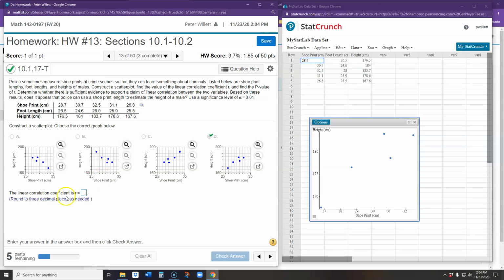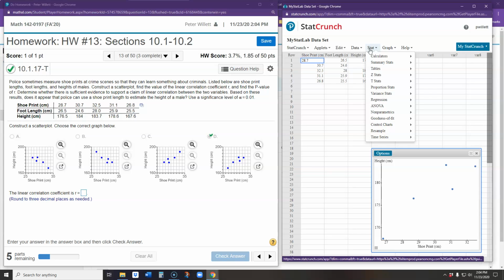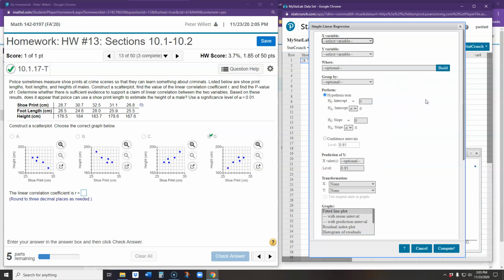So then they want us to get the linear correlation coefficient R. That is not a graphing, that's a calculating kind of issue. So I'm going to go back to Stat. This is a linear correlation problem, and the tool we use for that is regression, because linear regression is the idea of making a linear model out of data, and so that's what we're doing. Anyway, that's under the regression title, and I go Simple Linear. So I go under Stat, Regression, Simple Linear.